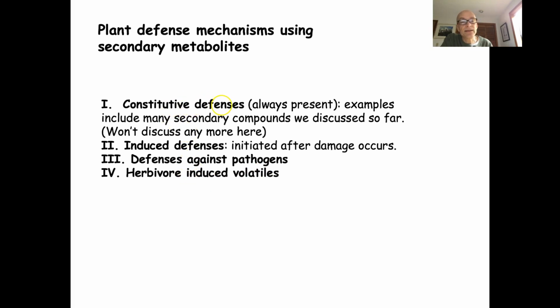So the constitutive defenses are the ones that are always present, constitutive meaning always there. And many of the examples are those that we have already discussed in the previous lecture about secondary metabolites. So those are substances that a plant will make and will store in its cells, and they're just always there. So it's something that doesn't have to be induced at the time of attack. It's just something that the plant makes and stores and has ready in case something starts nibbling at the leaf. So we won't talk much about these today. We're going to start here with number 2 and then move on to 3 and 4.